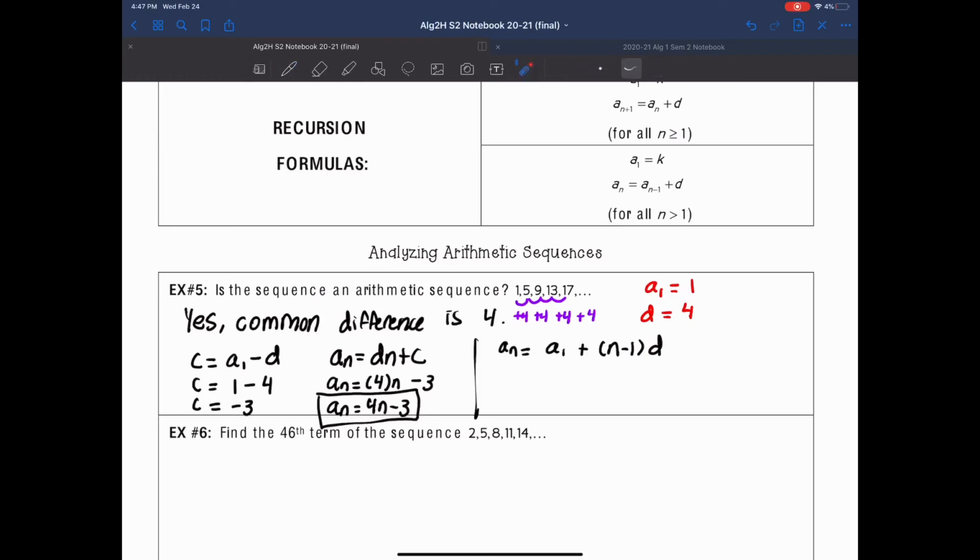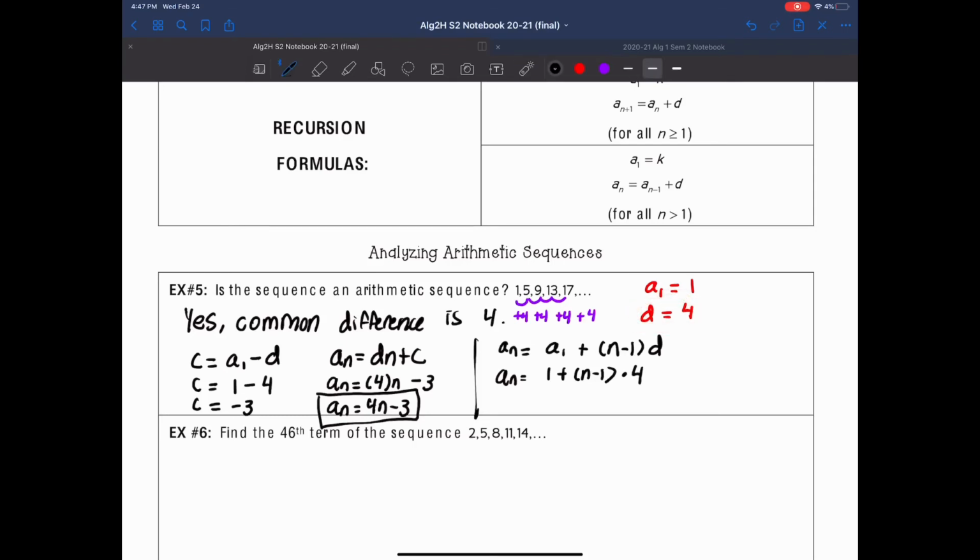Well, now this is pretty easy because I already know what a sub 1 and d are equal to, and the rest I'm just going to leave alone. So a sub 1 is equal to 1, so I say a sub n equals 1 plus n minus 1 times d. I know that d equals 4, so I'm going to plug it in.